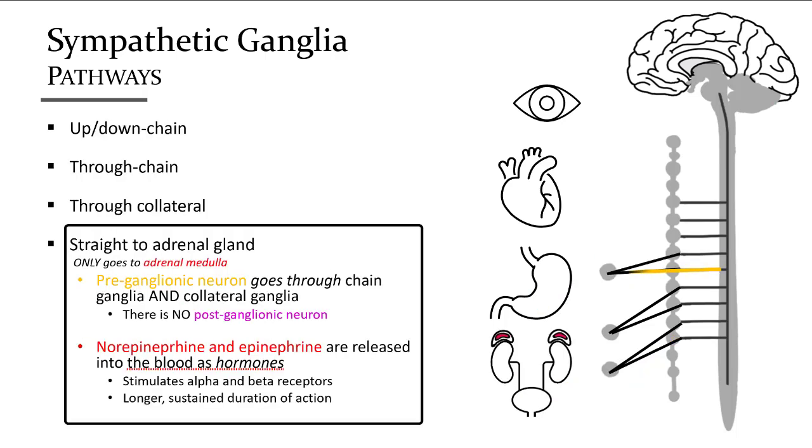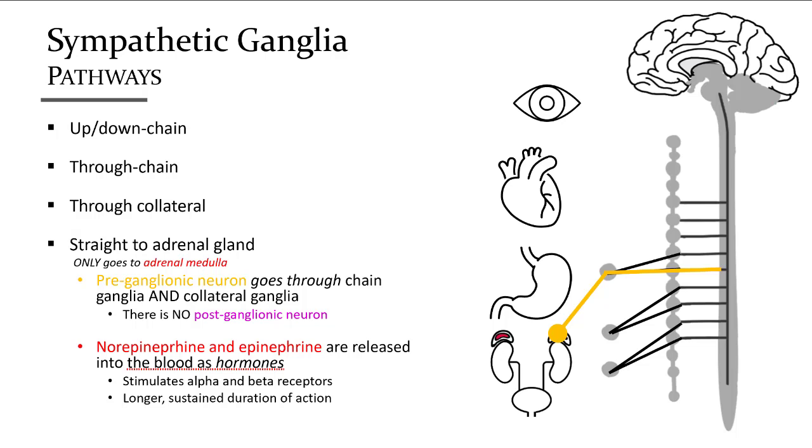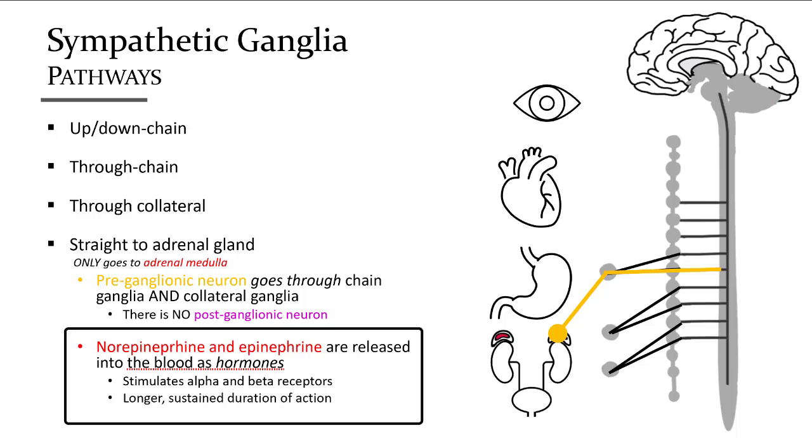Or it can go straight through the chain ganglia and collateral ganglia, so this is just the preganglionic neuron, to the adrenal gland. This is a unique scenario because you have one direct connection from the spinal cord to the adrenal gland. And then what happens is the adrenal gland is a gland in that it will release a hormone. The hormones are epinephrine and norepinephrine, and it's through the blood that the hormone from the adrenal gland will then send epinephrine and norepinephrine to these areas of the body.